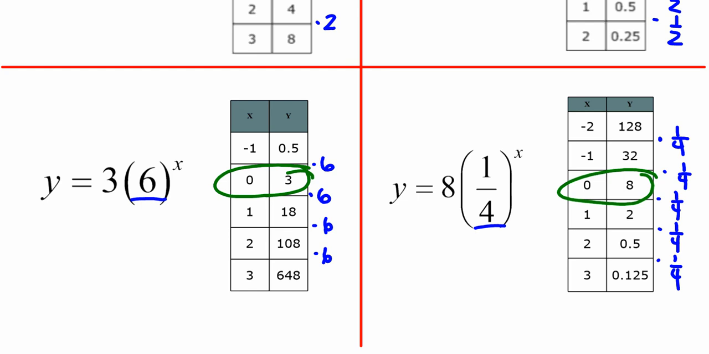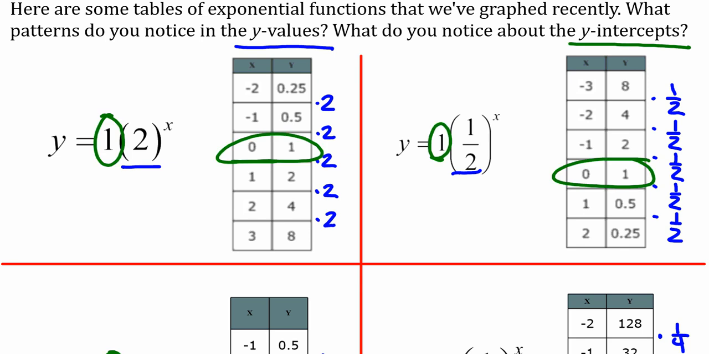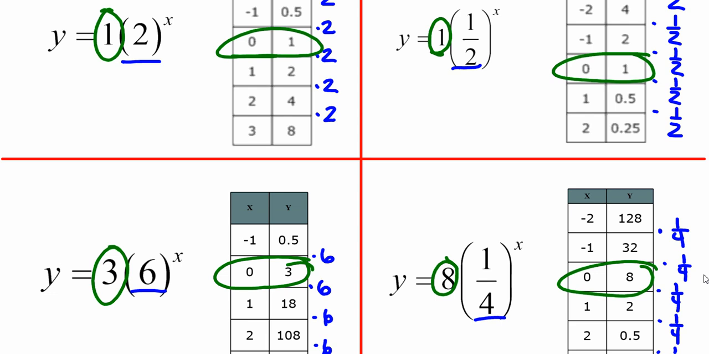Are they represented somehow in our equation? So again, our y-intercept here was at (0, 8), and notice how we've got the 8 in our equation. Our y-intercept is at (0, 3), notice how we've got 3 in the equation. Our y-intercept on our previous ones were at (0, 1), and there's a 1 in the equation. So we can see that the y-intercepts have a place in the equation as well as our rates.